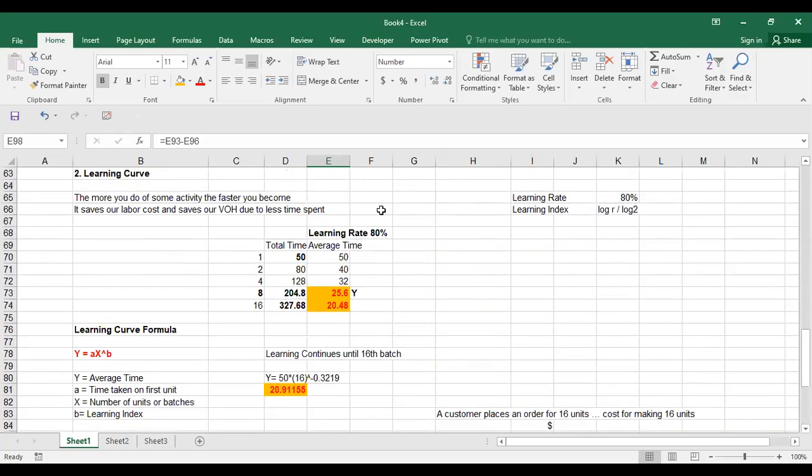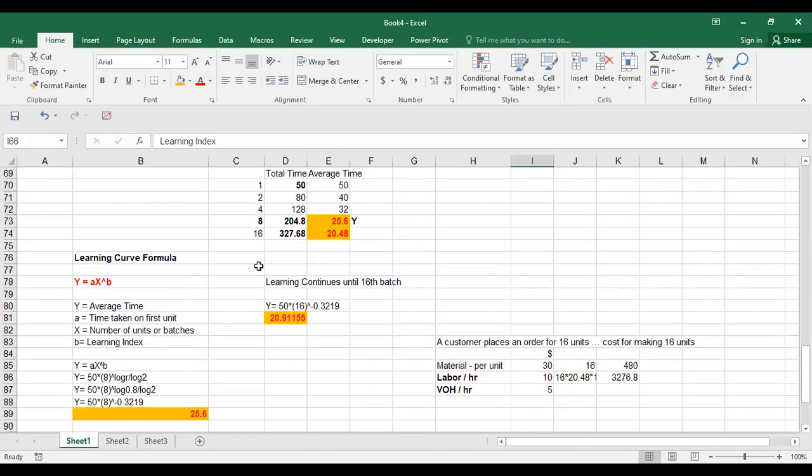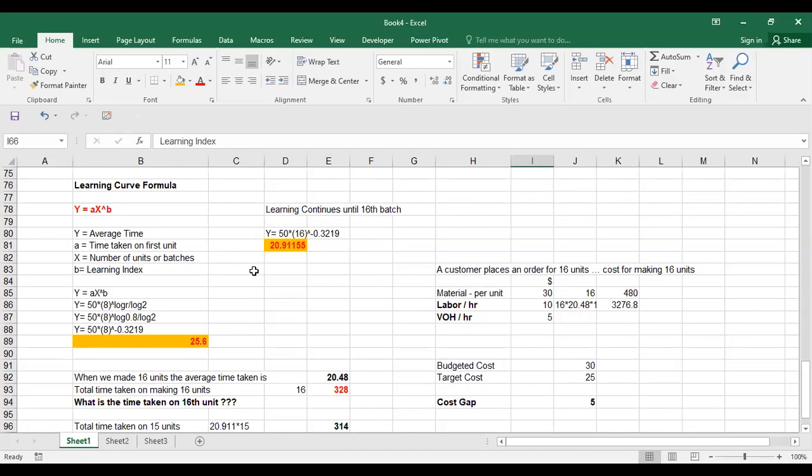And then you know the difference between learning rate and learning index. You know how to calculate it on the calculator: log of R divided by log of 2. And you know the formula. It's not very difficult. Once you understand, questions are very similar.